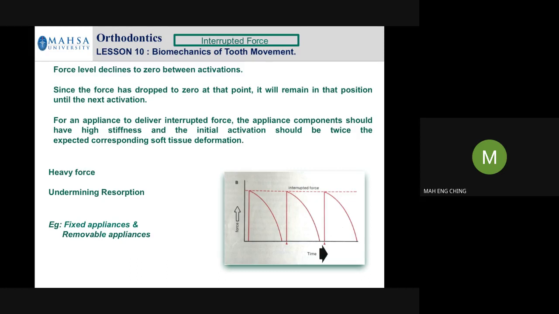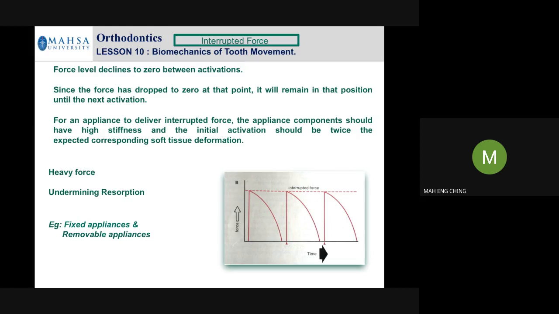So for an appliance delivering interrupted force, the appliance component should have a high stiffness and initial activation should be twice the expected corresponding soft tissue deformations. So that's the typical activation for the removable appliance. So if you did the removable appliance before, in order to activate the component, we have to activate twice the distance you want to move the tooth. So let's say you want to move the tooth 2 millimeters, then you activate 4 millimeters. Then if you want to move the tooth 1 millimeter, then you have to activate the component 2 millimeters.